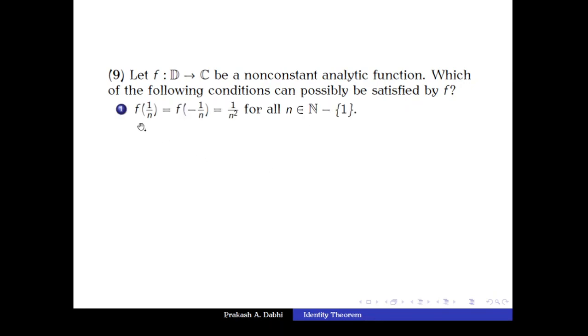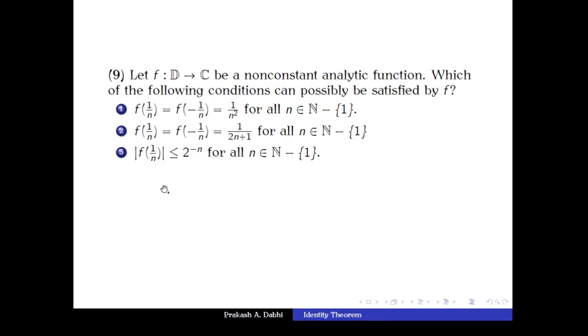The first condition is f of 1 by n equals f of minus 1 by n equals 1 upon n squared for all n in N minus 1. We cannot include 1 because this D does not contain 1. So this is the first condition. The question is, does there exist a non-constant analytic function f satisfying this condition? Another question, does there exist a non-constant analytic function f satisfying the condition f of 1 by n equals f of minus 1 by n equals f of 1 upon 2n plus 1 for all n?